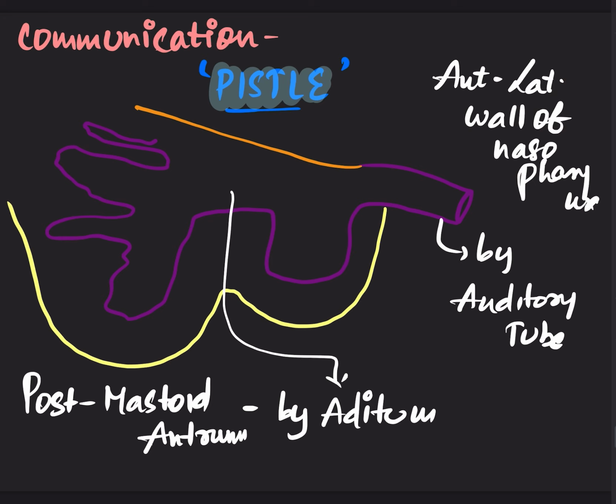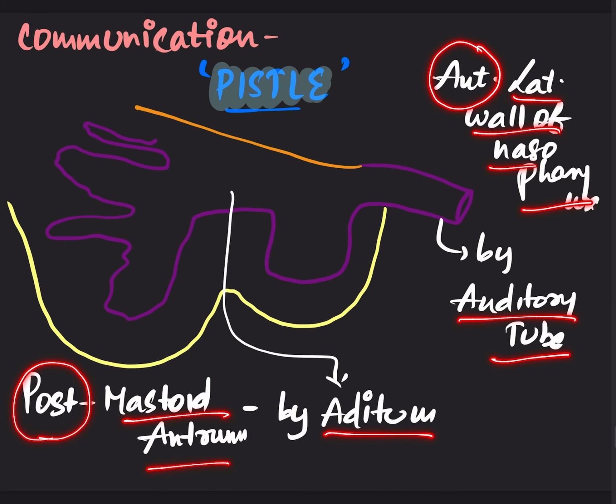So this middle ear cavity communicates anteriorly with the lateral wall of the nasopharynx by means of the auditory tube, and posteriorly with the mastoid antrum by means of the aditus. I'll tell you what the aditus is later. So, for remembering: anterior communication with the lateral wall of the nasopharynx by the auditory tube, and posteriorly with the mastoid antrum by the aditus.